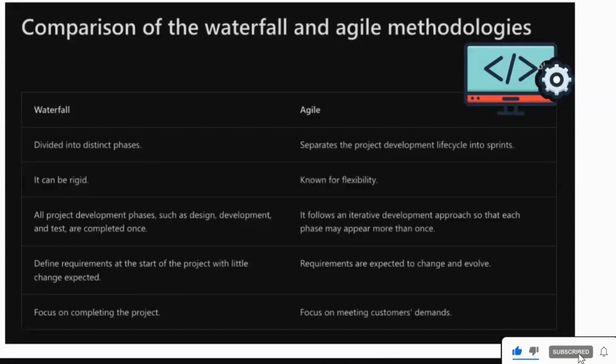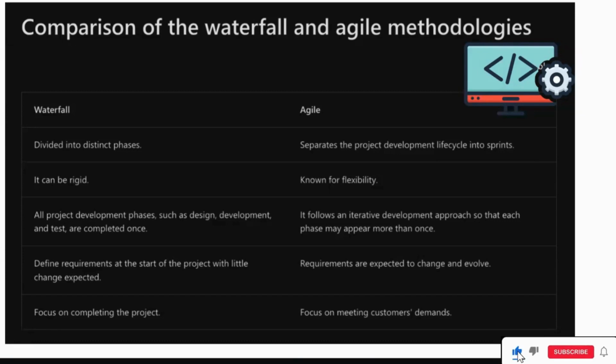So waterfall is divided into distinct phases. A lot of phases you need to go through. The problem is that until one phase is complete, you cannot move to the next phase. Agile separates the project development life cycle into sprints. So who is working on what? They divide these things. Somebody is working on some other feature. It's feature-based, basically. Waterfall can be rigid.